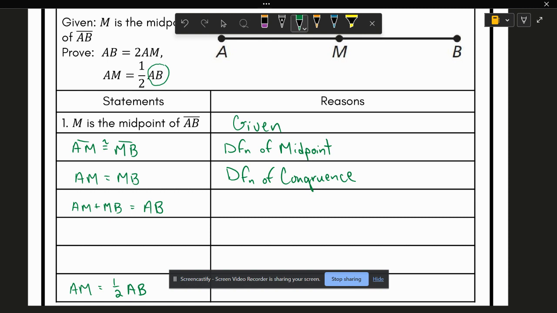Yes. Segment addition. Okay, so this is our segment addition postulate. We took two parts of the segment and created the whole. So segment addition postulate.